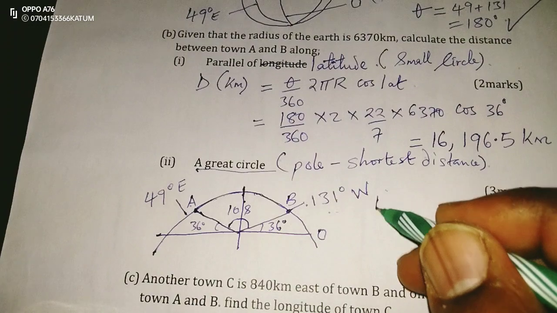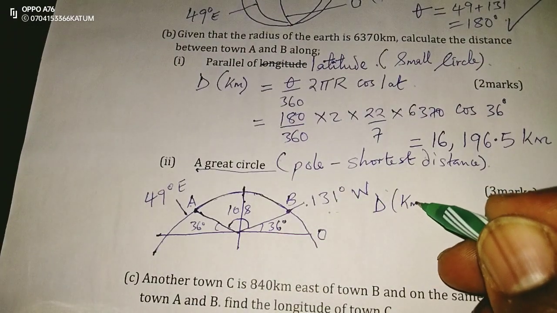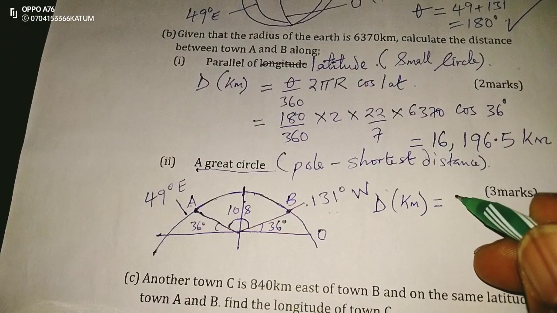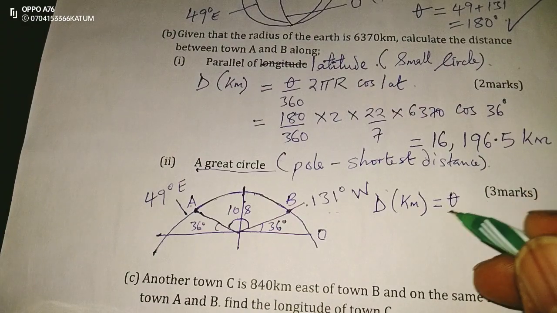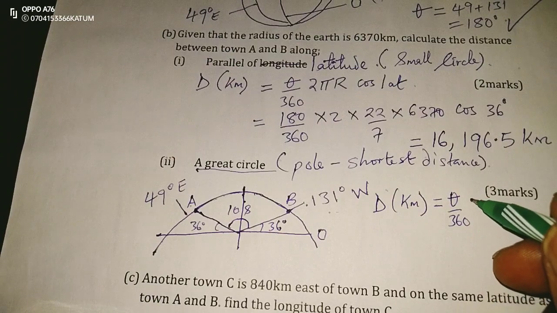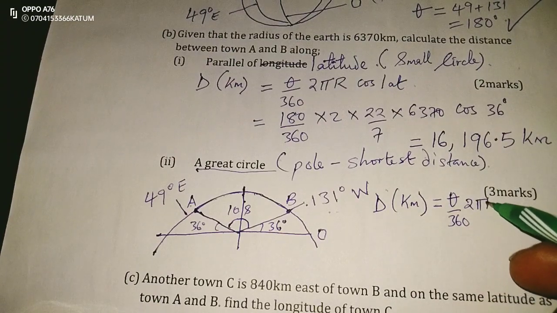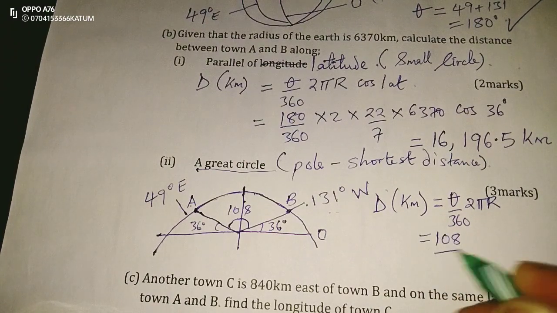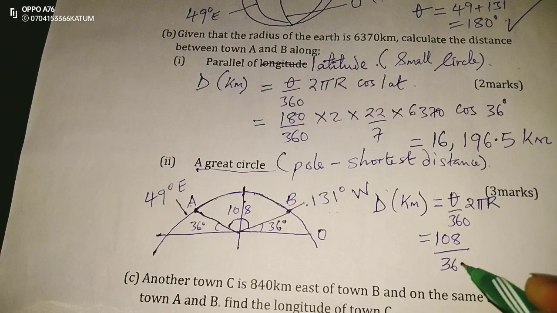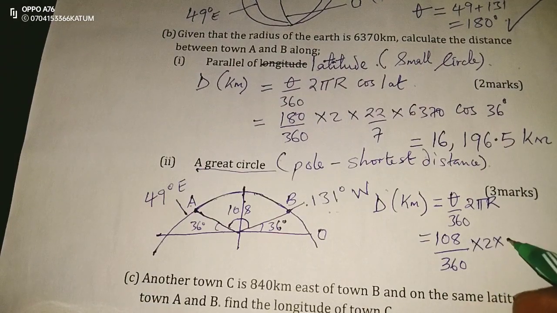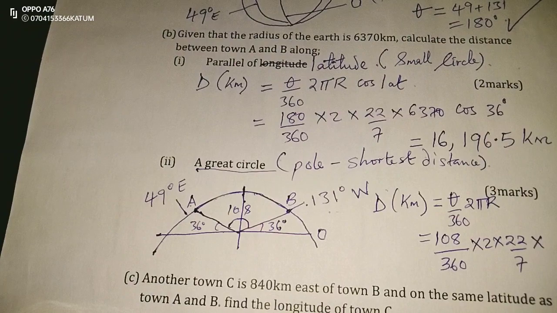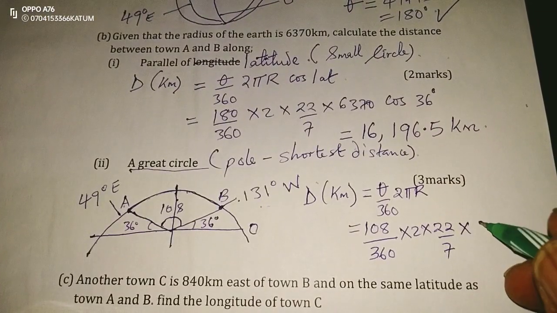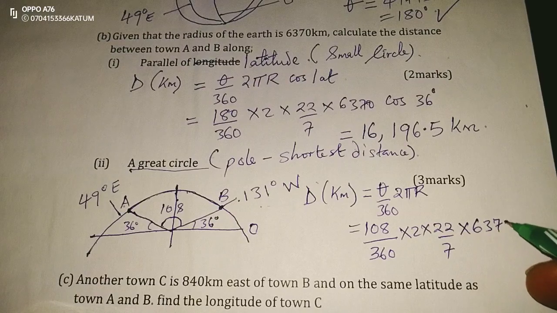That means now we're going to say distance in kilometers along a great circle is given by theta out of 360, then we use 2 pi r, strictly 2 pi r. So the angle at the center of the arc is 108 divided by 360 times 2 times pi of 22/7 times 6370, the radius of the earth.